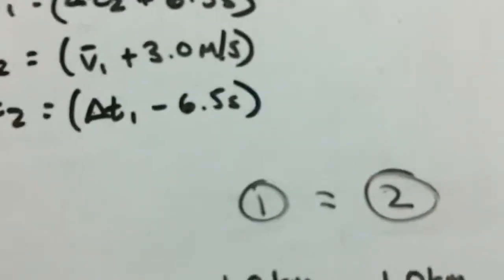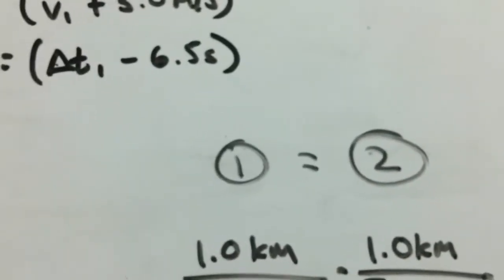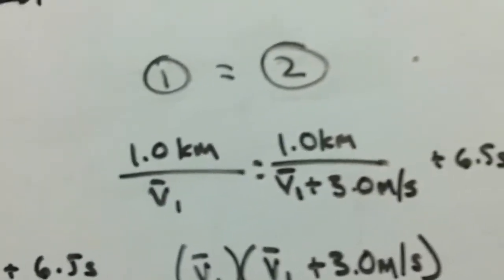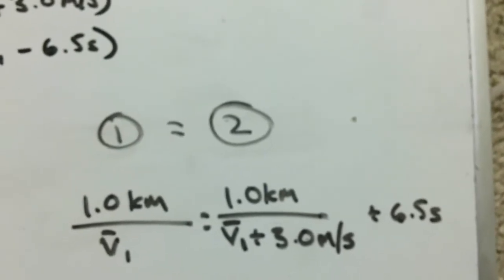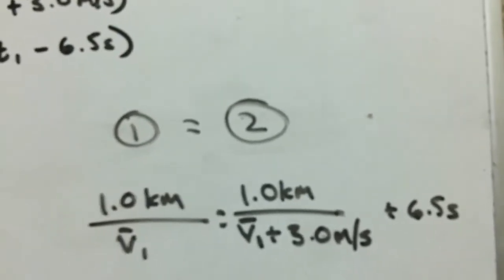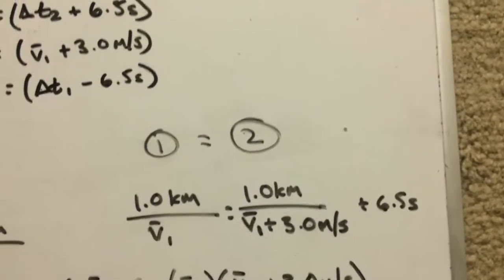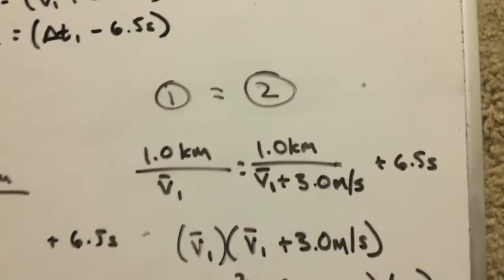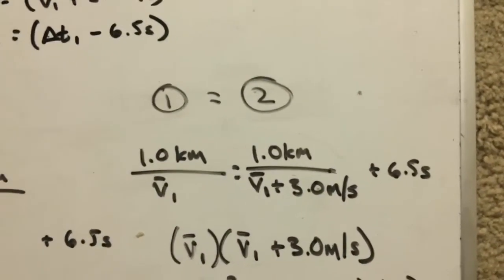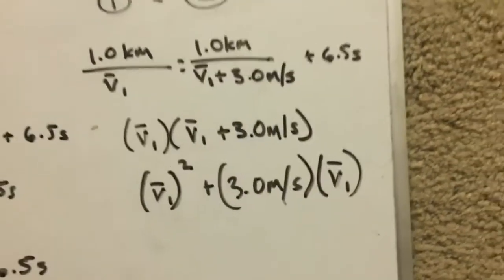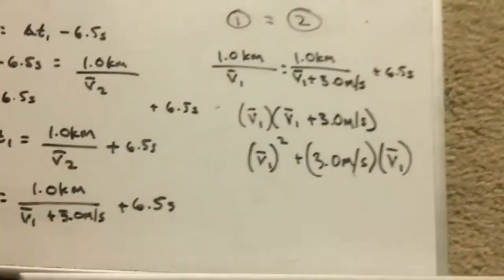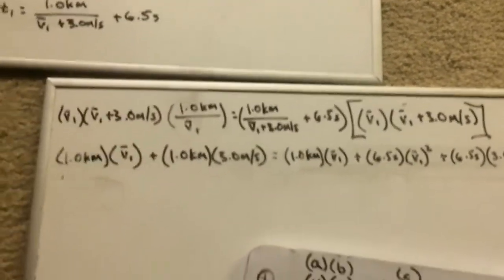The next step we're going to do is we're going to set equation 1 equal to equation 2, which gives us this. The next thing we're going to do is we're going to multiply both sides of the equation by the same thing, which is V1 times V1 plus 3 meters per second. Rewritten, we're going to get this mess.